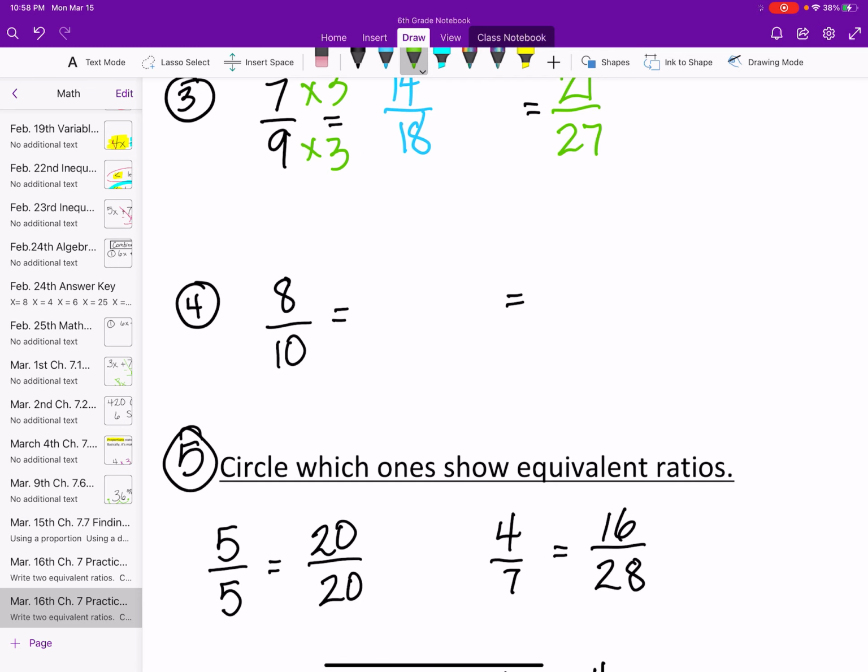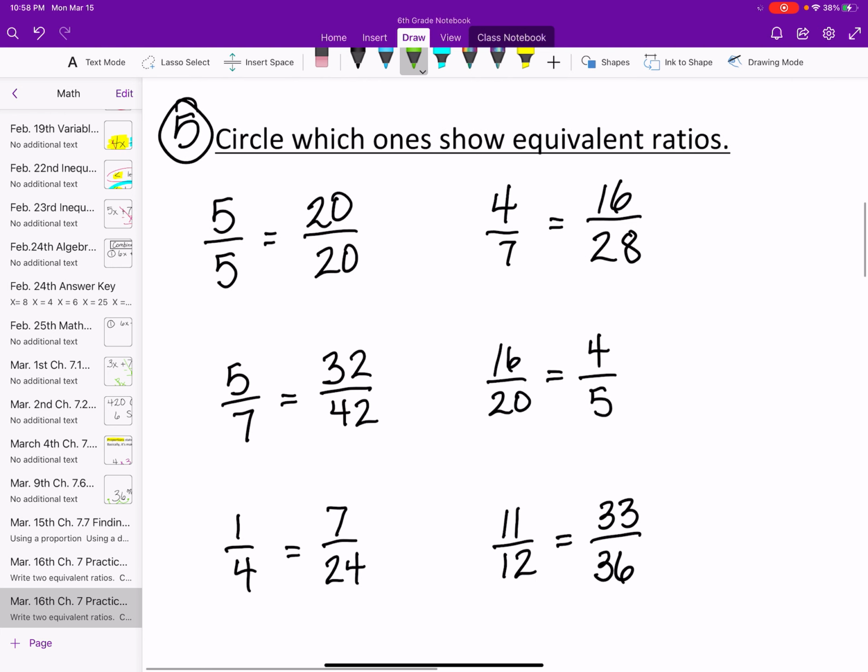Last one down here. I could simplify this one if I wanted to. I'm going to choose not to simplify this one. You don't have to divide. So I'm just going to multiply it out. Times by 2 on top and bottom. 16 over 20. Then I'm going to choose to multiply by 3 on top and bottom. I get 24 over 30. The important thing is that you're multiplying or dividing by the same number on top and bottom. You have to do that. Otherwise, it's not an equivalent ratio.